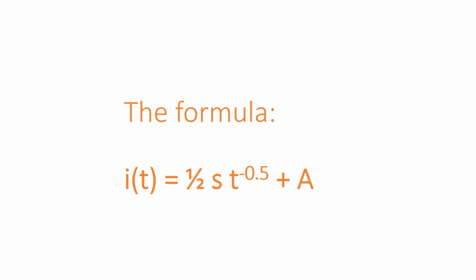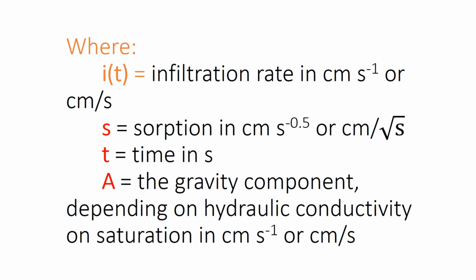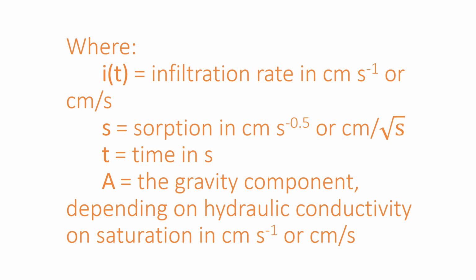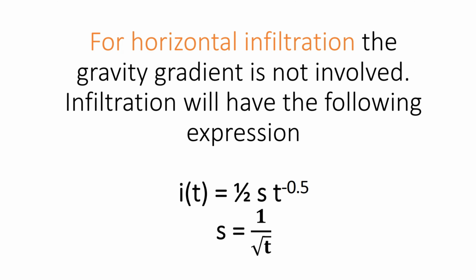The formula is, where I/T equals infiltration rate in centimeter per second. S equals sorption in centimeter per second raised to 1/2. T equals time in seconds. A equals the gravity component, depending on hydraulic conductivity on saturation in centimeter per second. And for horizontal infiltration, the gravity gradient is not involved. Infiltration will have the following expression.